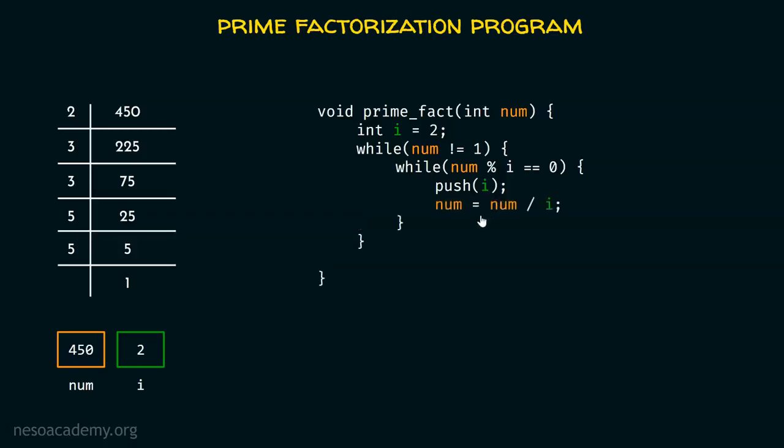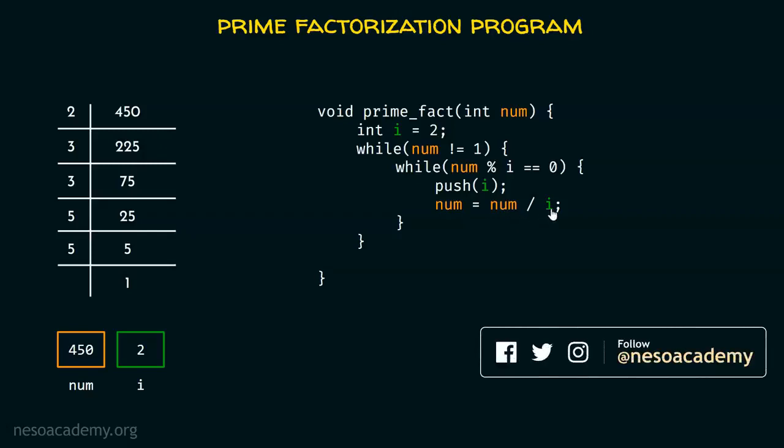After this step, of course, we have to update our num variable. After dividing this number by 2, we'll get this value 225, right? So we have to update our num variable by 225. This means num must be updated by num divided by I. Num divided by I will give the quotient, and we will store that quotient within this num variable. I hope the idea is clear. If it is not clear to you, let's see all the steps one by one.